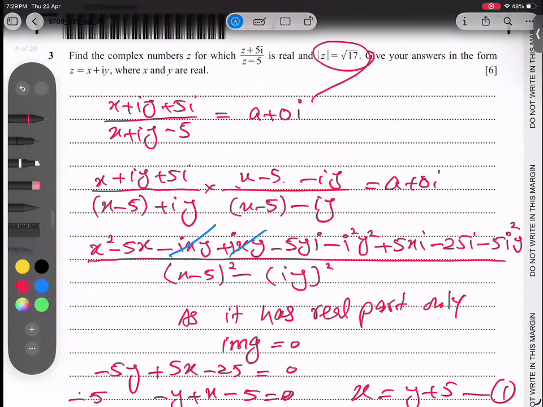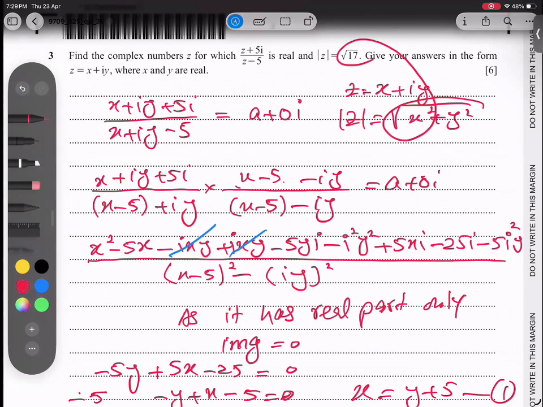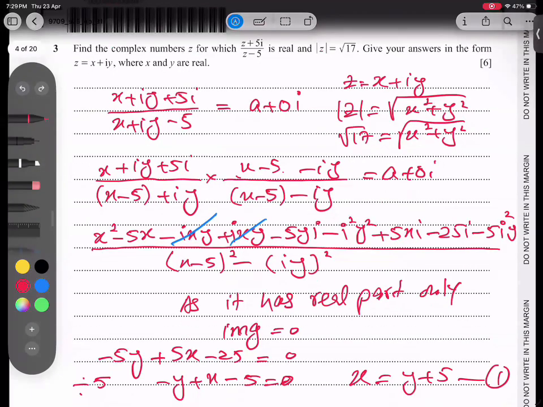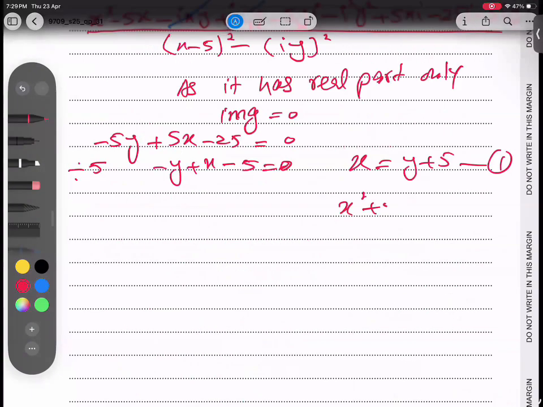Now, student, I did not utilize this one: modulus of z equal to 17. So basically, x plus iota y is z. If I take the modulus of z, it means root of x square plus y square. When I put this and this equal to each other, with 17 root here, the root cancels out, and I got x square plus y square equal to 17. So I'm writing here x square plus y square equal to 17. Equation number 2.